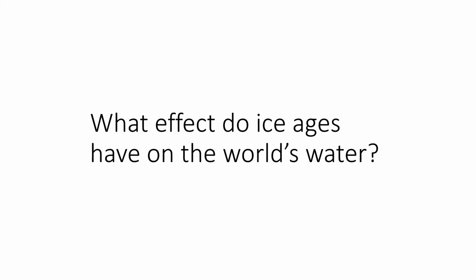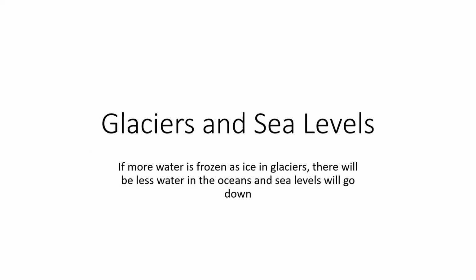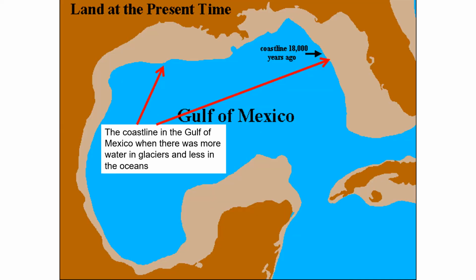Now, what effect does this ice age idea have on the world's water? The amount of ice that's in glaciers greatly affects the sea levels. If there's more water frozen in glaciers, that means there's going to be less water in the oceans and the sea level would be lower. We know that Florida and the Gulf of Mexico had a coastline where that light brown area is out here about 10,000 years ago. Well, now we know that Florida's coastline is right there. So all of this area here was dry land during the last ice age because the water that's there now was frozen in the glaciers.